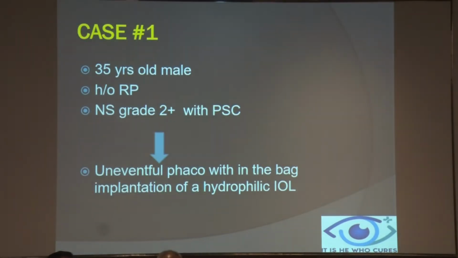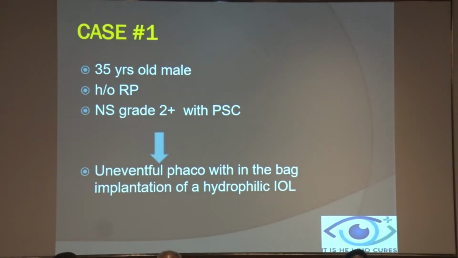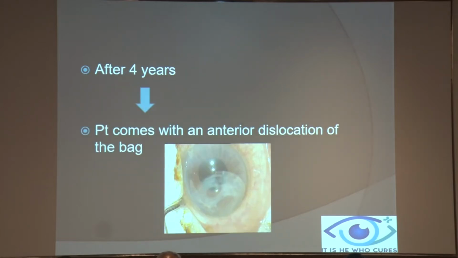This was a case of a 35-year-old male. He had a history of retinitis pigmentosa with nuclear sclerosis of grade 2+ with a posterior subcapsular cataract. We did an uneventful phacoemulsification and implanted a hydrophilic lens in the bag. And what happened? This patient comes to me after 4 years, and this is what I see. There is an anterior dislocation of the IOL bag complex, and you can see the IOL sitting there in the anterior chamber.